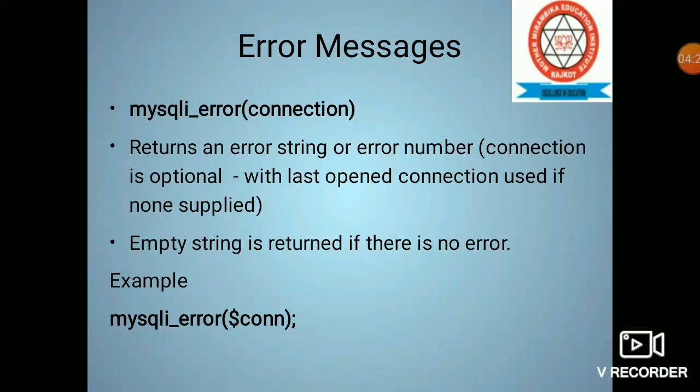Next functions are for error messaging. If we want to display any error message, the function mysqli_error is used, with the connection variable passed as an argument. It will return an error string or error number. Connection is optional, with the last open connection used if none is supplied. An empty string is returned if there is no error. It means it will return an empty string if no error occurs. For example, the function is used with the $con variable.